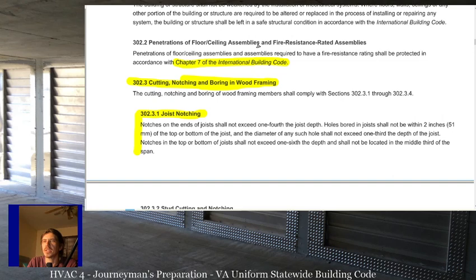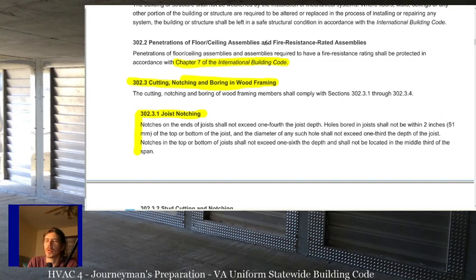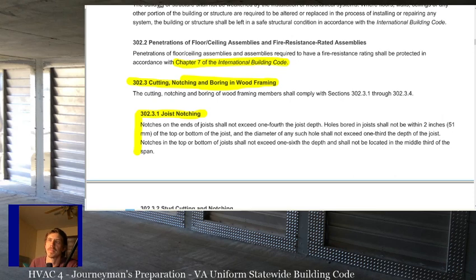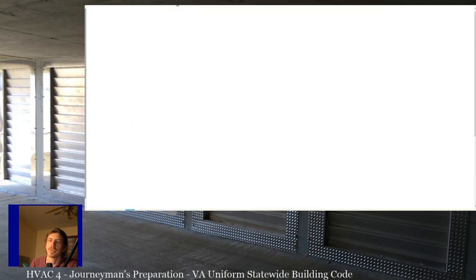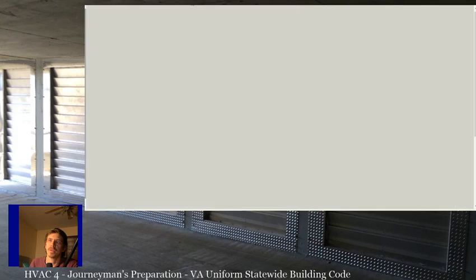Notches on the ends of joists shall not exceed 1/4 of the joist depth. Holes bored in joists shall not be within 2 inches of the top or bottom of the joist, and the diameter of any such hole shall not exceed 1/3 the depth of the joist. Notches in the top or bottom of joists shall not exceed 1/6 of the depth and shall not be located in the middle third of the span. Alright, so let's dissect that a little bit.